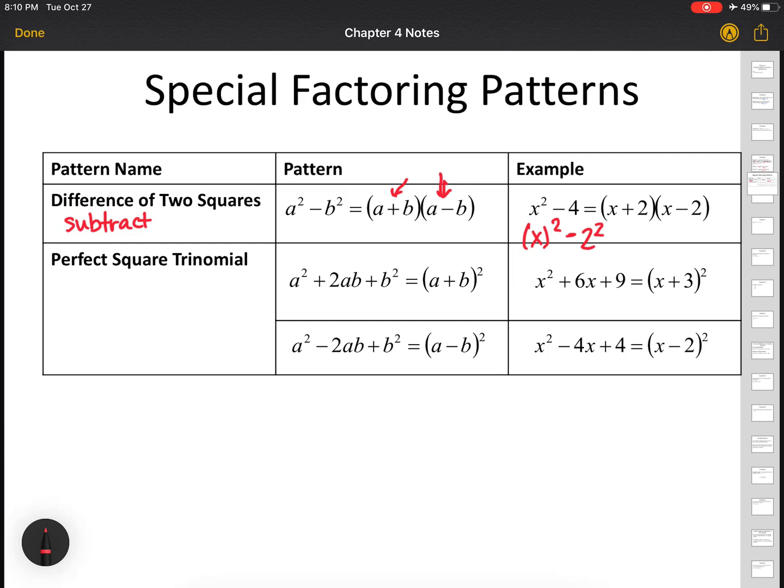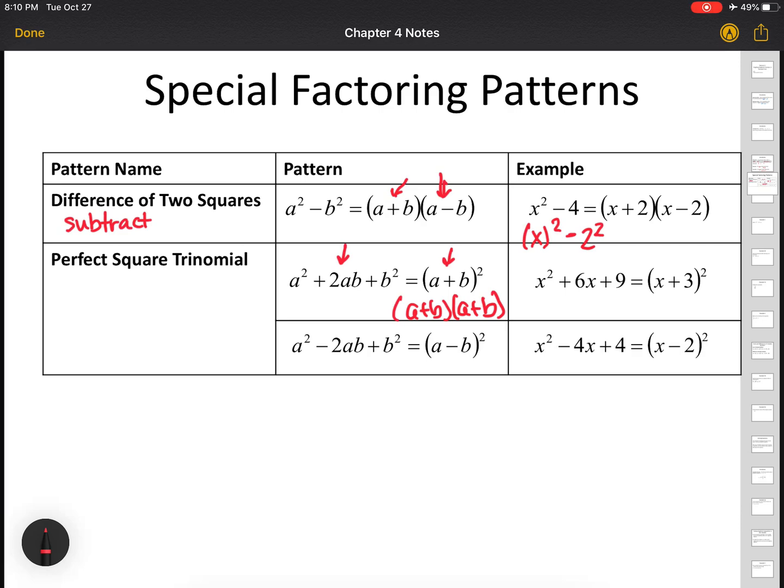Also, we have perfect square trinomials. So if I have a perfect square for a and b, and I see a product of a and b times 2, or it's doubled, then that can also be a perfect square, and it will have a plus sign in the middle of those two factors. So it'll look like a plus b times itself again, which is the same thing as a plus b squared.